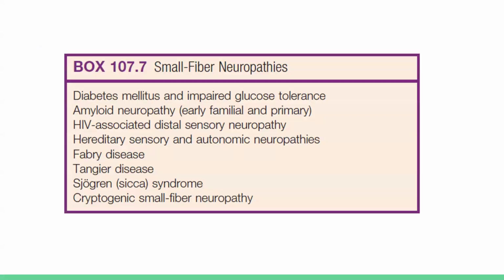Small fiber neuropathy, just a few things to mention. We can't see them on electrodiagnostic tests. They usually overlap with autonomic neuropathies, and can happen in diabetes mellitus and impaired glucose tolerance, amyloid neuropathy, HIV neuropathy, and the rest are really rare entities. And so this is the presentation.